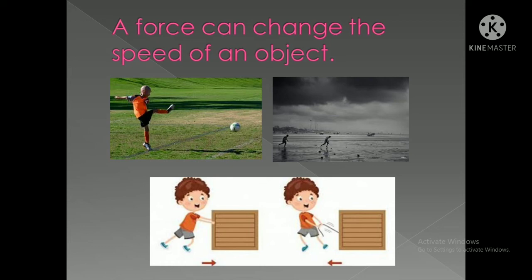Obviously, if he pushes the box, he may have more strength pushing, so he can move the box some distance, say 1 meter, 2 meters. And in the next box, again the same box, he is pulling. While pulling, he is taking much energy, so obviously the speed will change here. So here it determines that force can change the speed of an object.